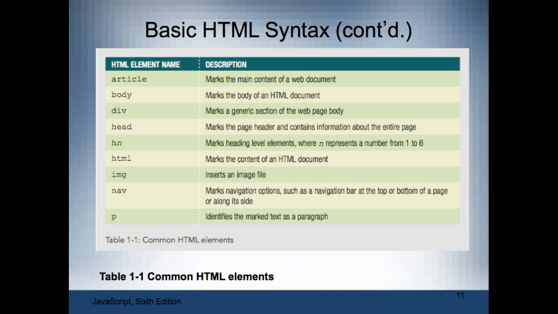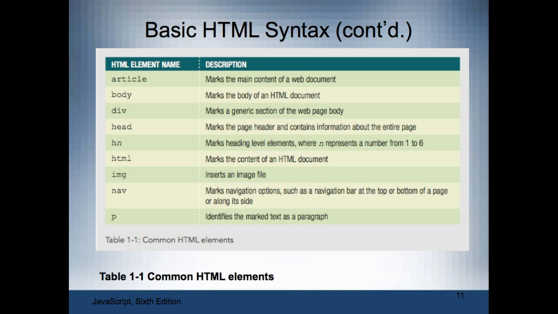There are hundreds of HTML elements. Here are some commonly used elements. Article marks the main content of a web document, and body marks the body of an HTML document. Div marks a generic section of the web page body, and head marks the page header and contains information about the entire page. H1, H2, H3, all the way to H6 mark heading level elements. H2 is a subheading of H1, and H3 is a subheading of H2, and so on.